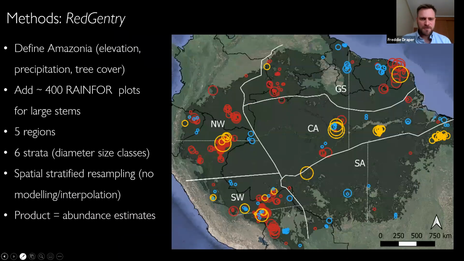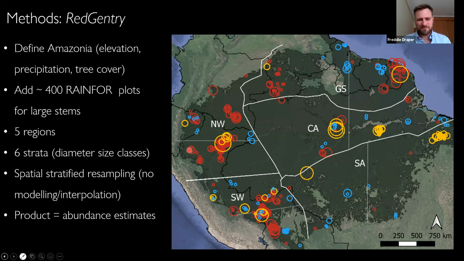So in terms of the approach that we took, the first thing that has proved a little controversial in some papers recently is just defining what is Amazonia. To do that, we just used elevation, precipitation, and tree cover data to define this boundary for the border of Amazonian forests.